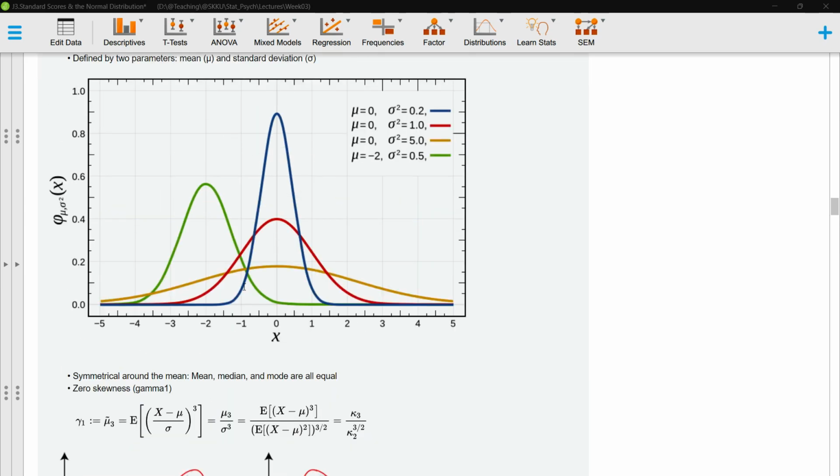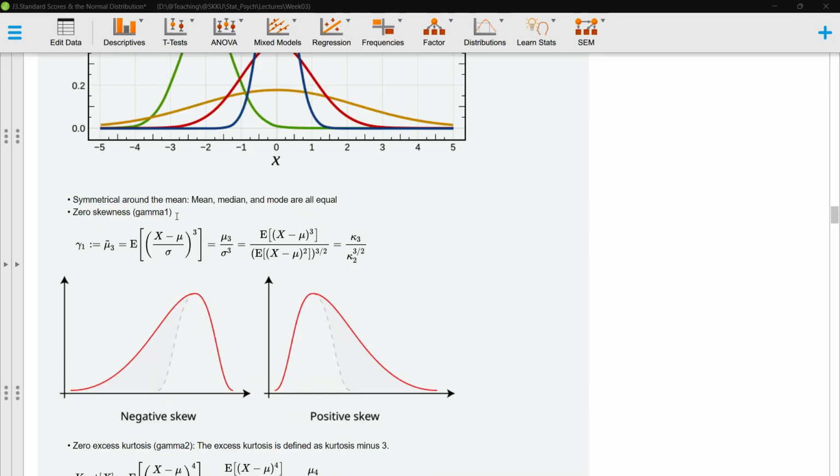And actually the normal distribution is symmetrical around the mean, and because of that, the mean, median, and the mode are all equal at the center. And their skewness, the symmetry property, is 0, right? So they are perfectly balanced and symmetrical, and that means that they have zero skewness.